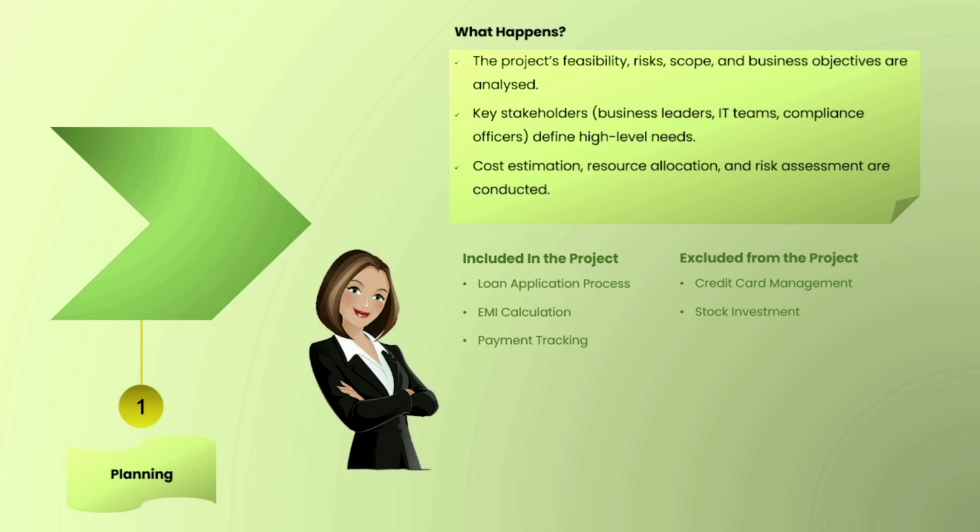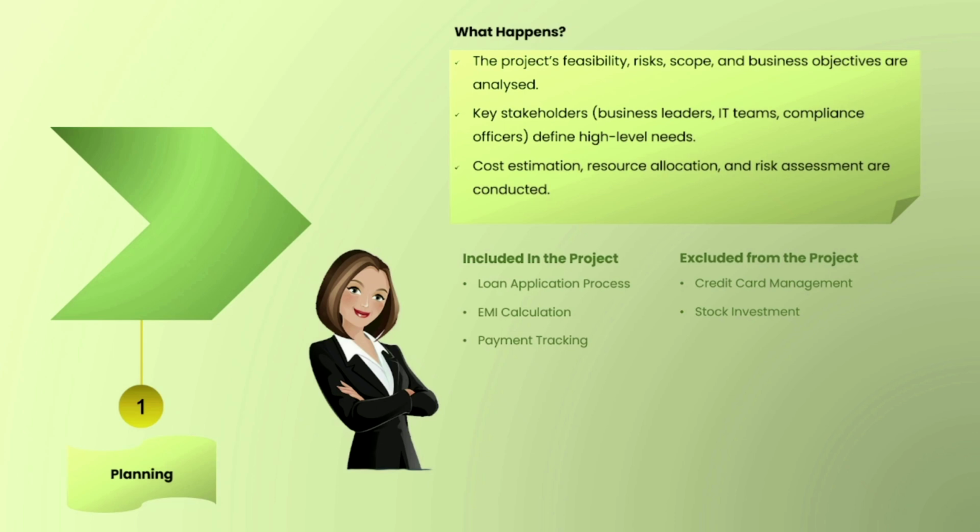If we consider the example of the loan management system, then it should include the loan application process, then EMI calculation and payment tracking. Such things are included in it. So it is known as high level needs. High level needs means they will just give the statement, not how it is going to be possible. Those things are not discussed in the planning stage.